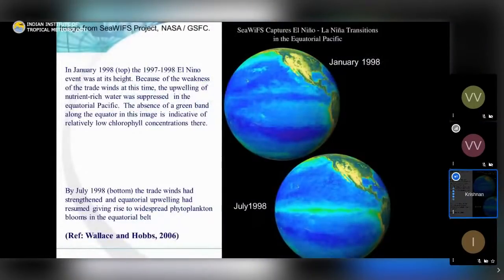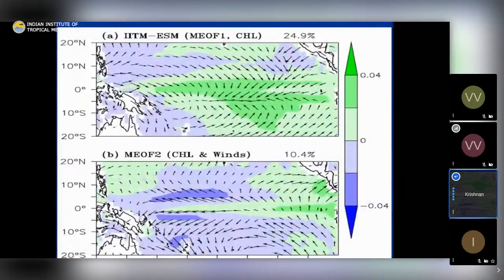And this is a typical example. This is important in understanding the biogeochemical process, because when you look at the SeaWiFS data, this is from Wallace and Hobbs, this is January 1998. You had a very big El Nino in 1997 that continued into 1998. And you can see the ocean color was reduced because the upwelling was reduced and the temperatures were warmer. Sea surface temperatures were 4-5 degrees anomalously warm, and because of the reduced upwelling, the nutrients were also reduced, and the chlorophyll content was also reduced at the surface. But by July 1998, you had a La Nina, you had more enhanced upwelling, strong trade winds, and you can see the widespread phytoplankton blooms in the equatorial Pacific. And the model should be able to capture these.